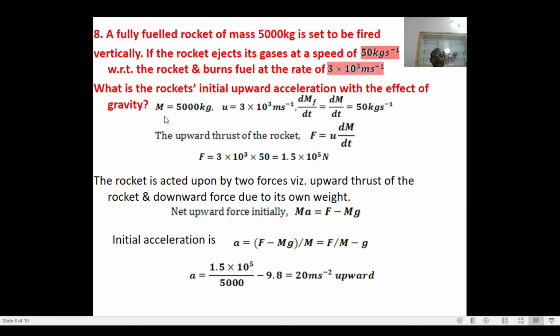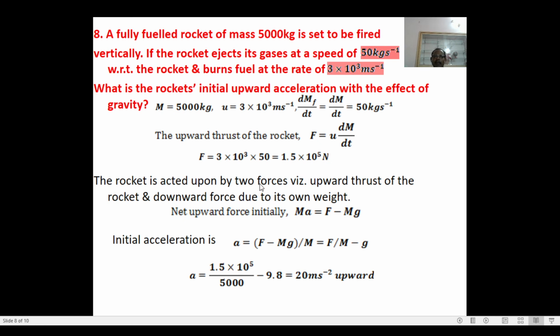Now given, mass of the rocket is 5000 kg, velocity of exhaust gas is 3 into 10 power 3 meter per second, rate of consumption of fuel, which is the same as rate of decrease in mass, is 50 kg per second. The upward thrust of the rocket is given by F is equal to u dm by dt. F is equal to u is 3 into 10 power 3 and dm by dt is 50, which is equal to 1.5 into 10 power 5 Newton.